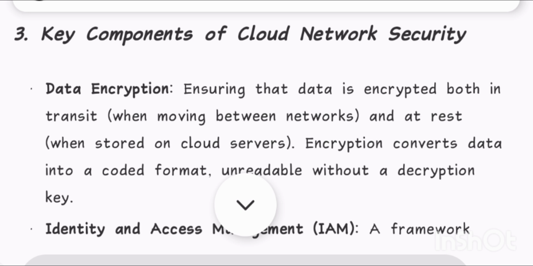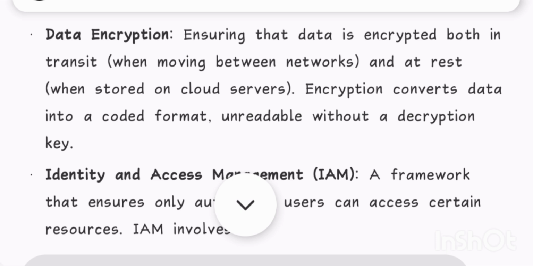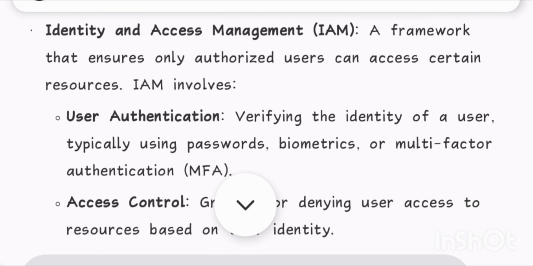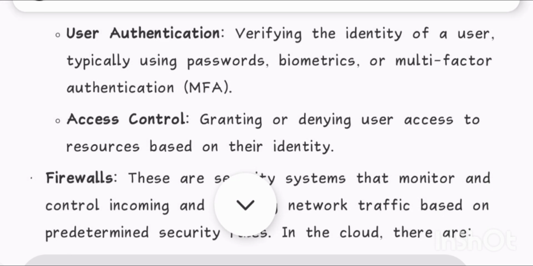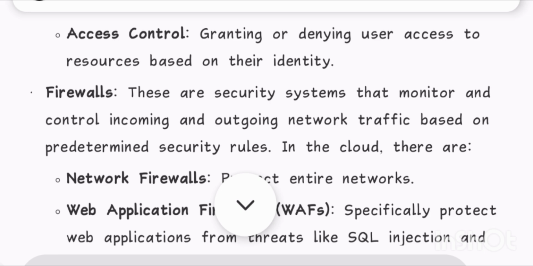Key components of cloud network security. Data encryption: ensuring that data is encrypted both in transit, when moving between networks, and at rest, when stored on cloud servers. Encryption converts data into a coded format, unreadable without a decryption key. Identity and access management, IAM: a framework that ensures only authorized users can access certain resources. IAM involves user authentication, verifying the identity of a user, typically using passwords, biometrics, or multi-factor authentication, MFA. Access control: granting or denying user access to resources based on their identity.